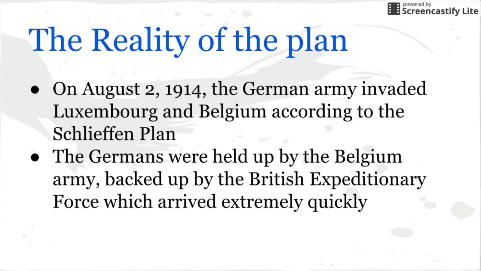But one of the first obstacles that came up against the Schlieffen Plan was that the Germans were held up by the Belgian army. They fought bravely. They didn't abandon their forts. They made the Germans fight their way through Belgium, and it took them much longer than they had expected. The Belgians were also backed up by a British Expeditionary Force, which arrived extremely quickly from Great Britain, which Germany did not plan on.